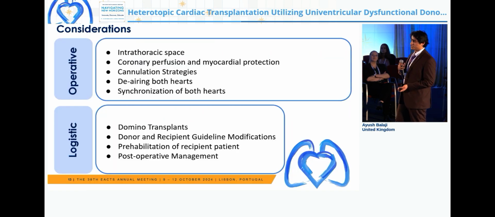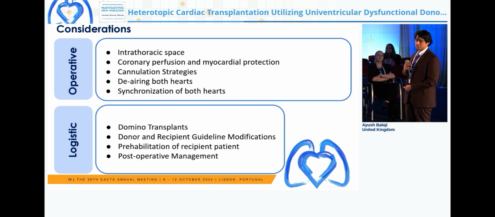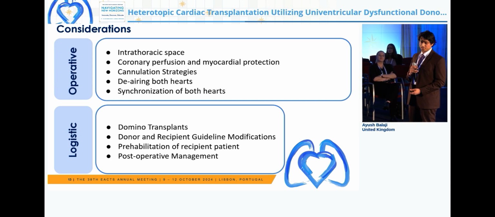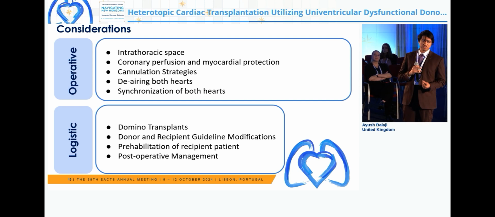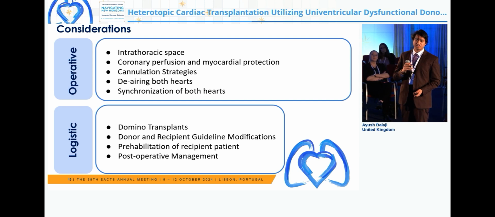Some of the considerations that we have to take into place are intrathoracic space, coronary perfusion, and cannulation strategies, as well as synchrony of both the hearts. In terms of intrathoracic space, landmark papers by people like Christiaan Barnard have suggested that opening the pleura and mobilizing the hilum can actually help combat this.